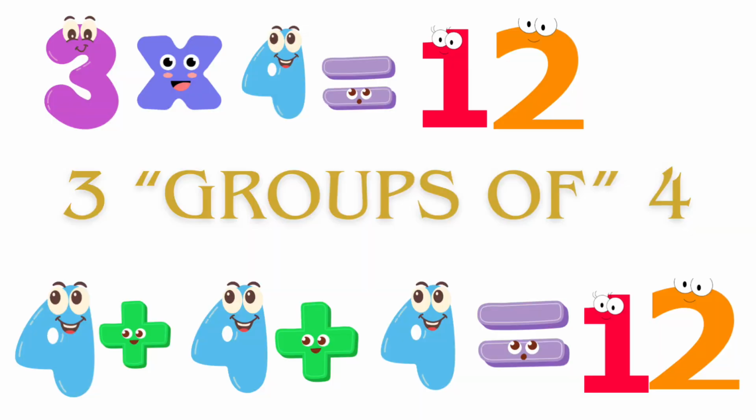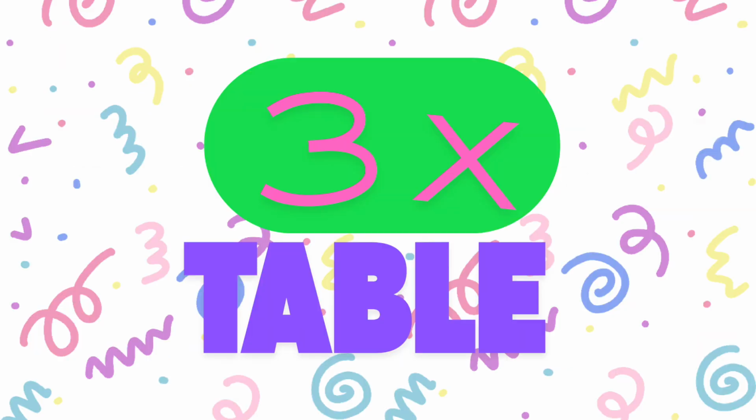When we multiply, we can think of groups instead of using the multiplication symbol. For example, 3 times 4 equals 12. You could think of that as 3 groups of 4 equaling 12. Or think of it as repeated addition. 4 plus 4 plus 4 equals 12. There are 3 groups with 4 in each group.